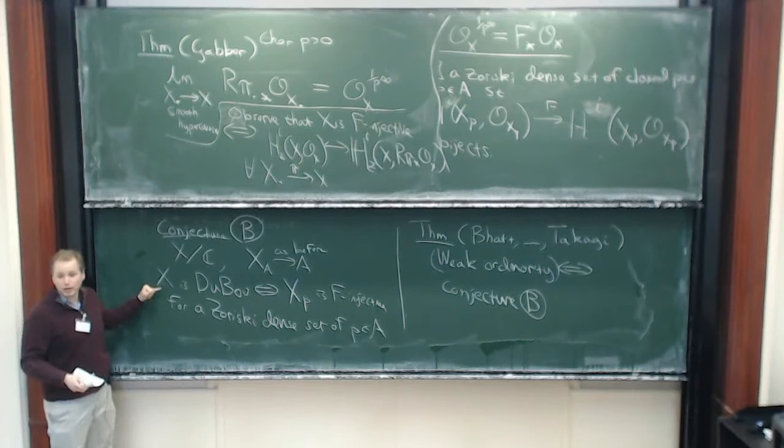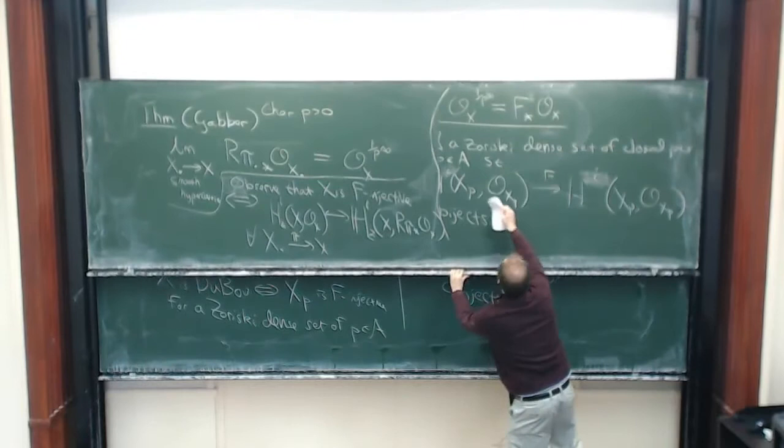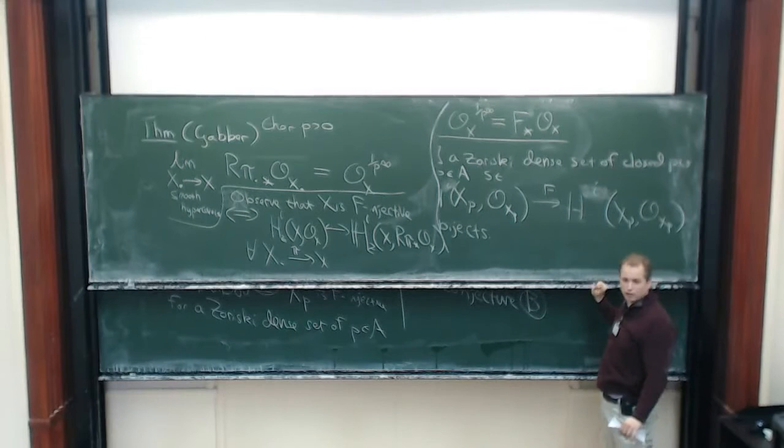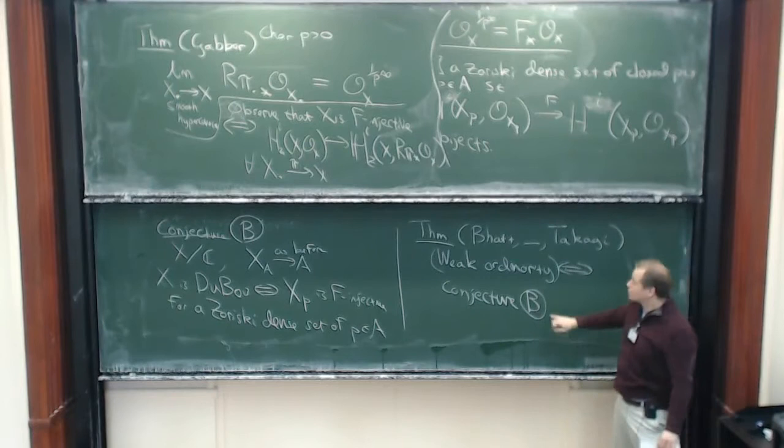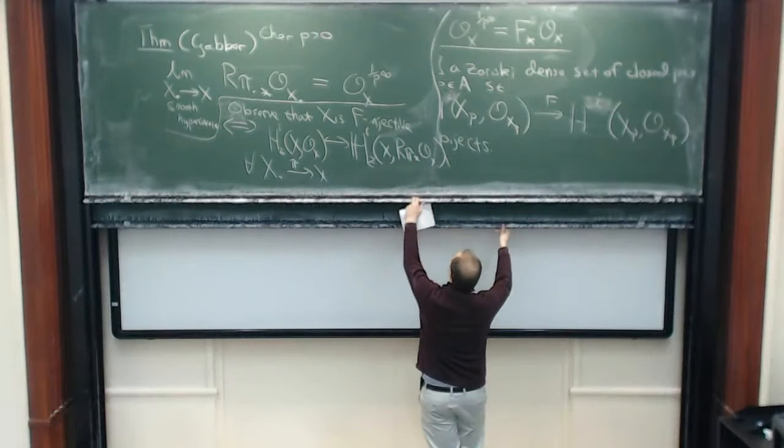And so if it's F-injective on that high Veronese, well, that just means that the Frobenius map is injective right here. And if you take the appropriate graded piece, you would get exactly the statement of the weak ordinarity conjecture. So conjecture B is easily seen to imply weak ordinarity. How do you go the other way? Well, you use a result of Mustață and Srinivas, or at least a slight generalization of it.